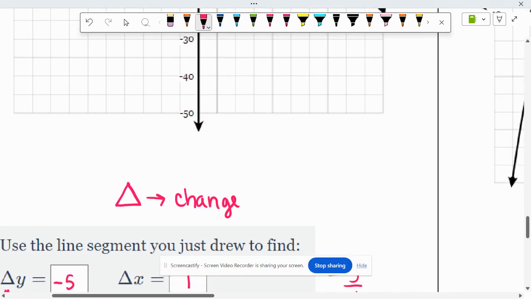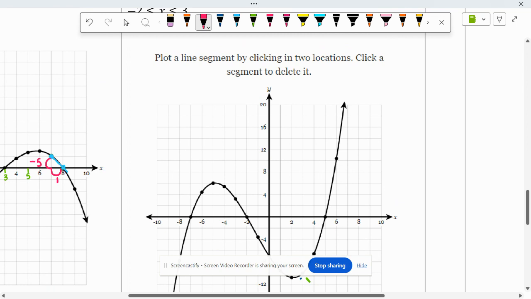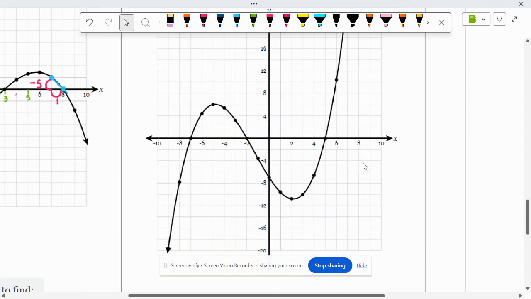Okay. All right. Last one. So again, this is another one in Delta Math where you have to plot each point and then connect it with a segment, and it won't let you move on until you do that. So we're looking at this graph and we're calculating the average rate of change from -2 to +3. So when x is -2, y is 0. And when x is +3, y is -10.